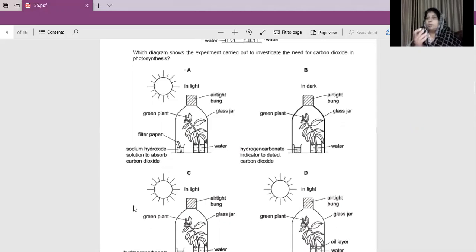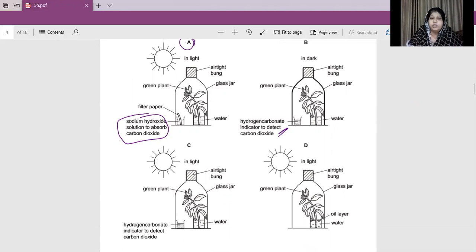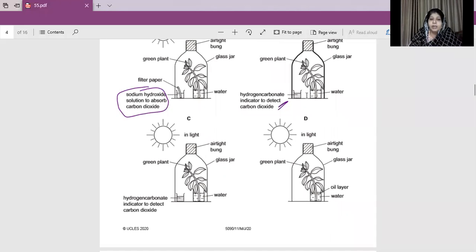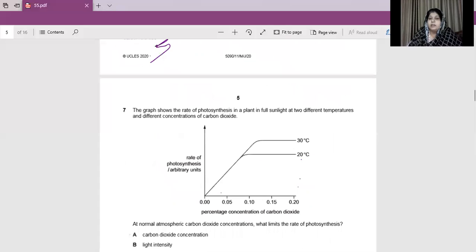If someone is investigating a factor, we have to remove that factor. It is related to carbon dioxide, so we have to select the option where carbon dioxide is not present. A is giving us the reason: sodium hydroxide solution absorbs carbon dioxide. So it is the correct answer. Whereas this one is providing carbon dioxide, hydrogen carbonate also indicates carbon dioxide, and in this one only an oil layer is there, which is the removal for this thing.